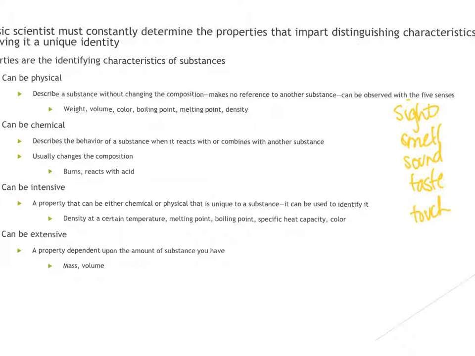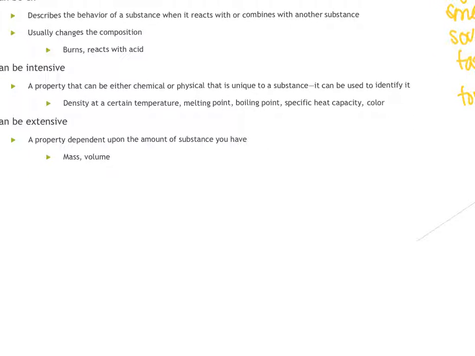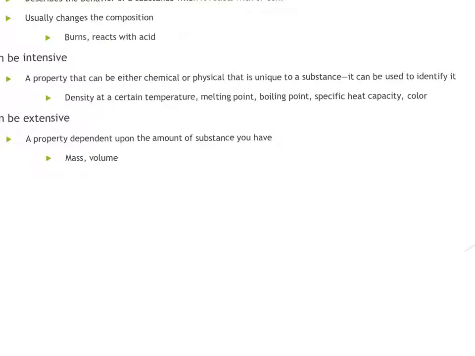So we're going to be utilizing these ideas of chemical and physical properties to help you identify unknown white powders. Properties can also be intensive or extensive. Again, this is implied and not expressly written in your book. An intensive property can be either chemical or physical, but it's unique to a substance, meaning we can use it to identify something. It's easy to remember: intensive, identify, they both start with an I. For example, density at a certain temperature is an intensive property.